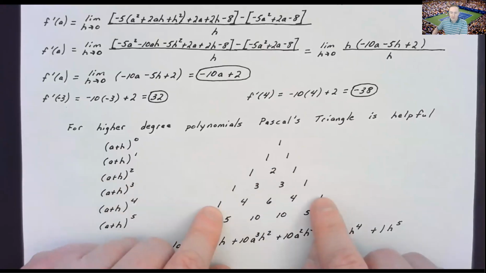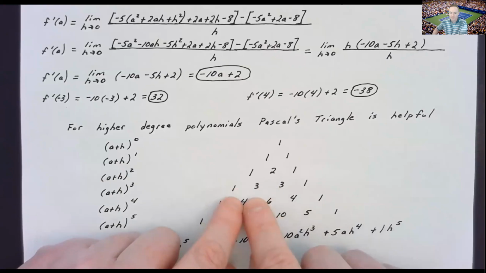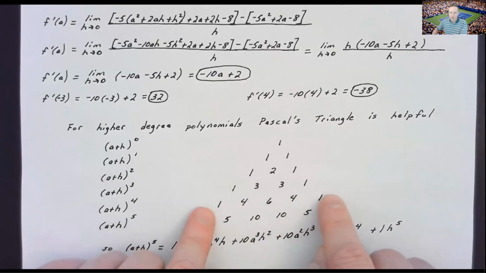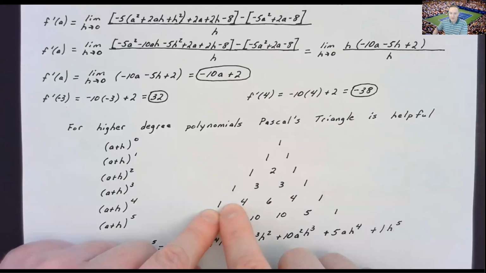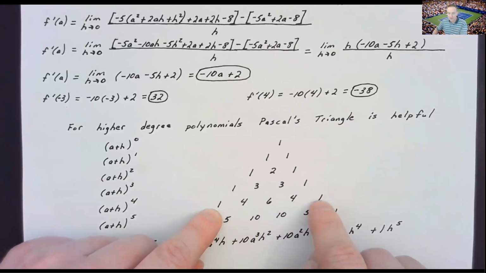What about a plus h to the fourth? Every row starts with a 1 and ends with a 1. Each other number is the sum of the two above it. 1 plus 3 is 4. 3 plus 3 is 6. 3 plus 1 is 4. So what is a plus h to the fourth? It'd be 1a to the fourth plus 4a to the third h plus 6a squared h squared plus 4ah cubed plus 1h to the fourth.